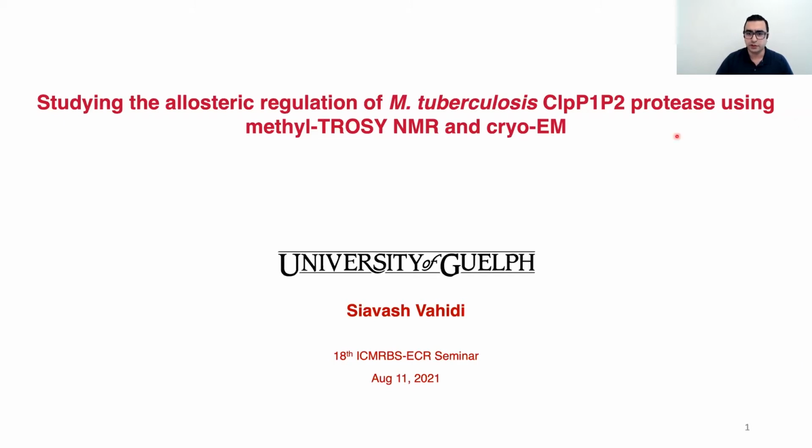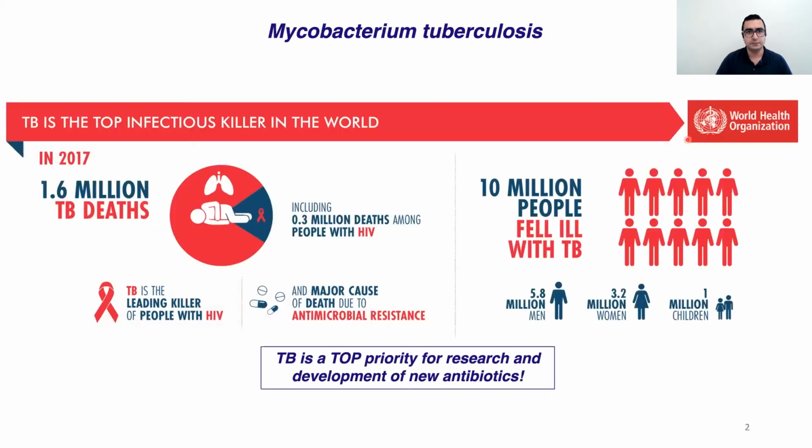So first things first, let's talk about TB a little bit. Prior to COVID, TB was the leading cause of death from a single infectious killer in the world. Almost 10 million people became sick with TB, and over 1.5 million of those died. TB is the top killer of people with HIV, and it typically mostly affects people in developing countries with relatively poor healthcare infrastructure.